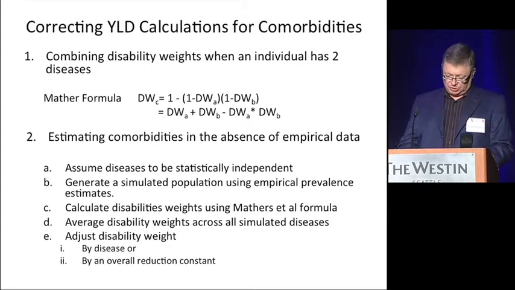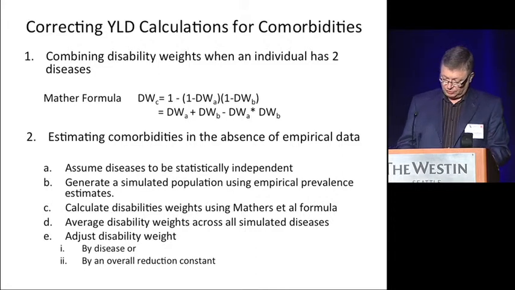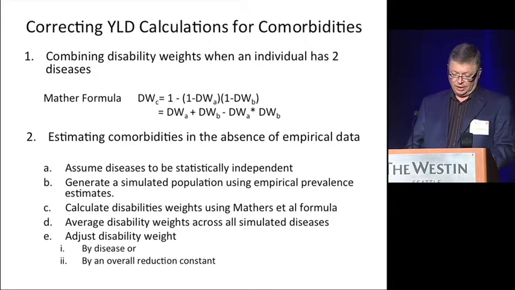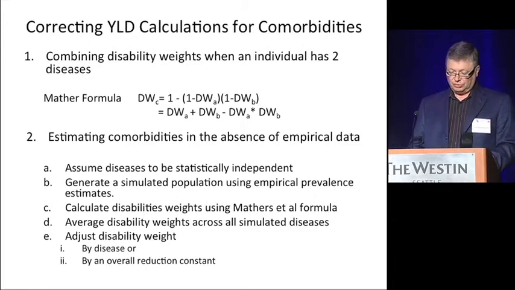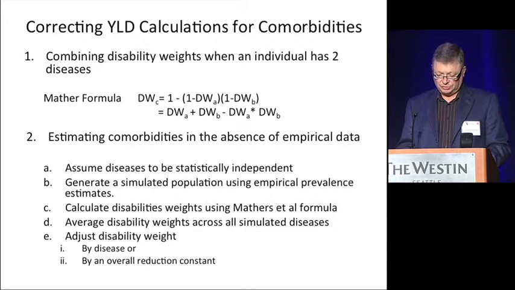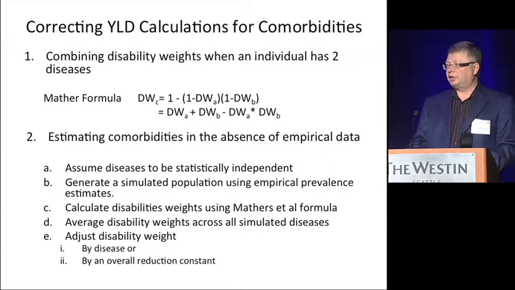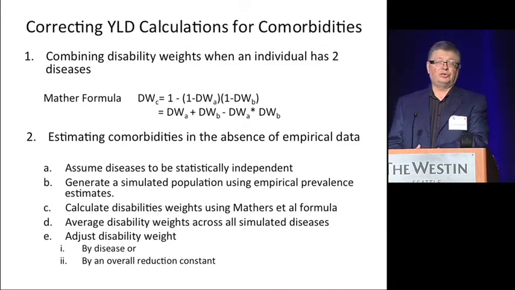Once a method of combining disability weights is chosen, a method of estimating comorbidities is required. Typically, that involves assuming that diseases are statistically independent and performing simulations according to the steps on the slide. That is, we generate a simulated population using empirical prevalences, calculate individual disability weights on that population using Mathers' formula, average the disability weights across all simulated diseases, and then adjust the disability weight either individually by disease or by an overall reduction constant, depending on the nature of the aggregation.